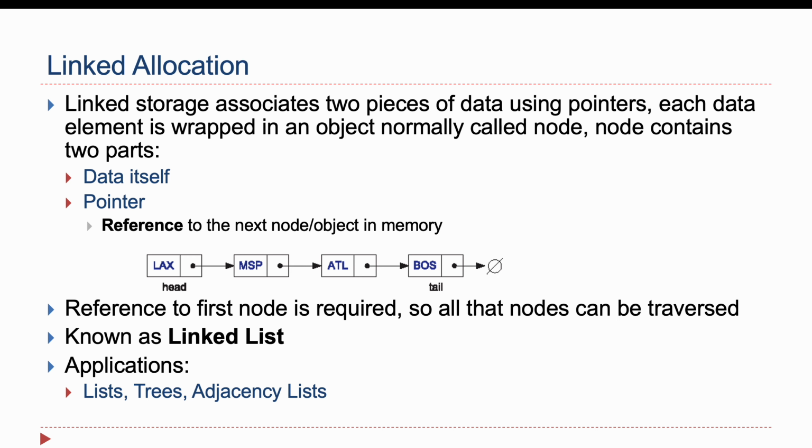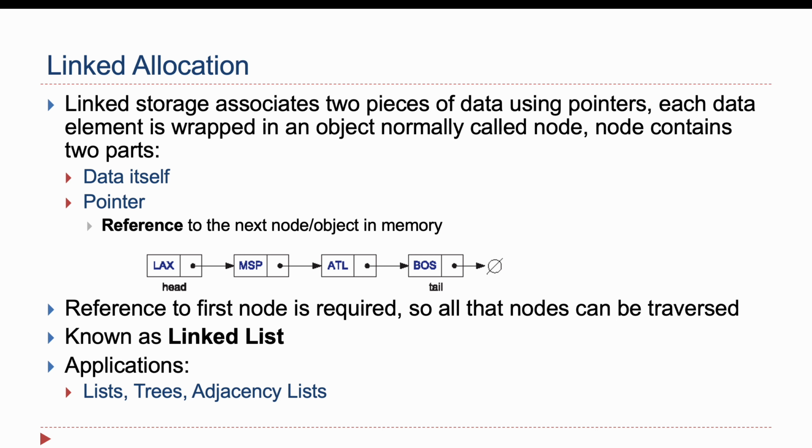One advantage of linked allocation is that it allows for dynamic memory allocation. Adding or removing elements from the linked list does not require copying all of the elements to new memory locations. Linked allocation also avoids the memory wastage problem seen in contiguous allocation.